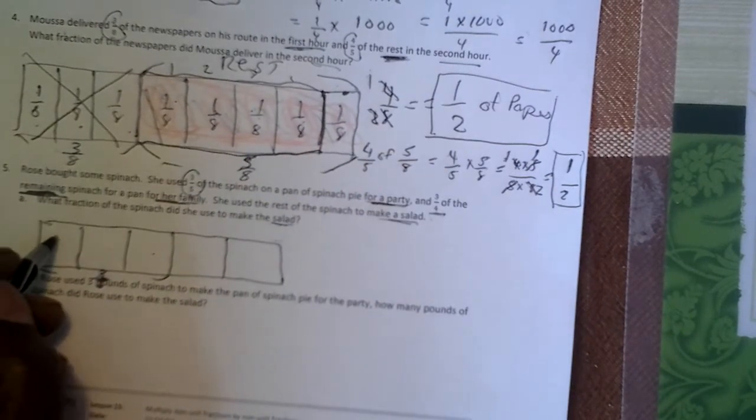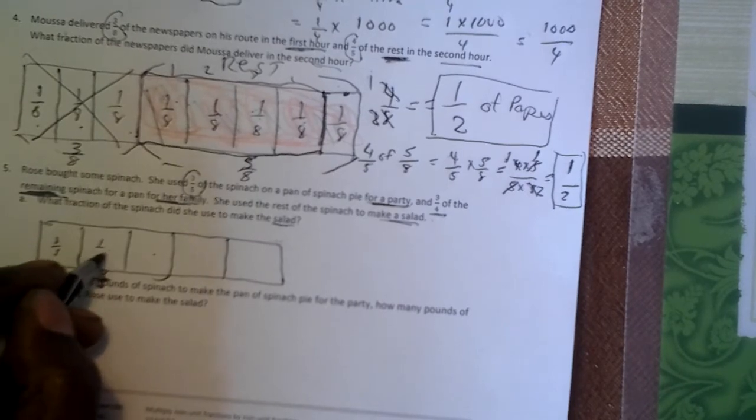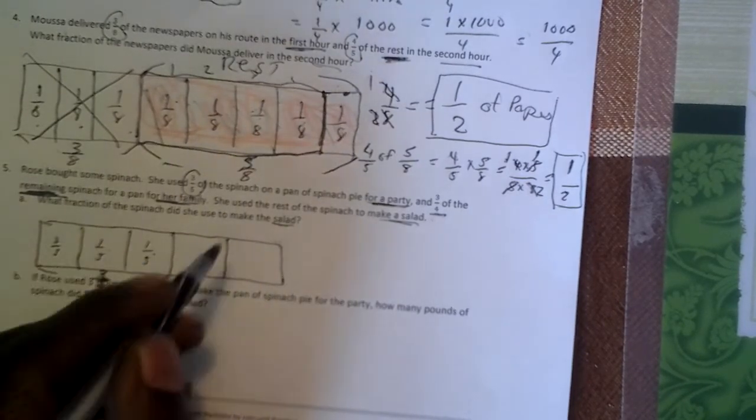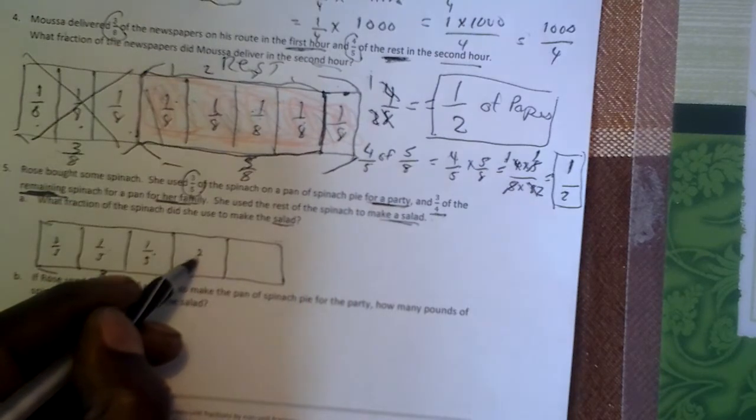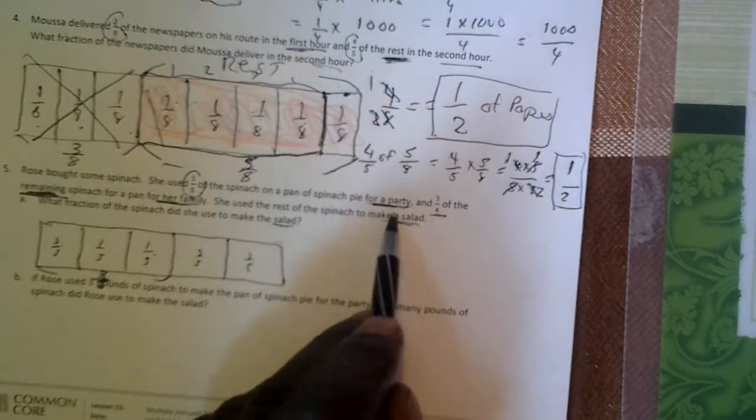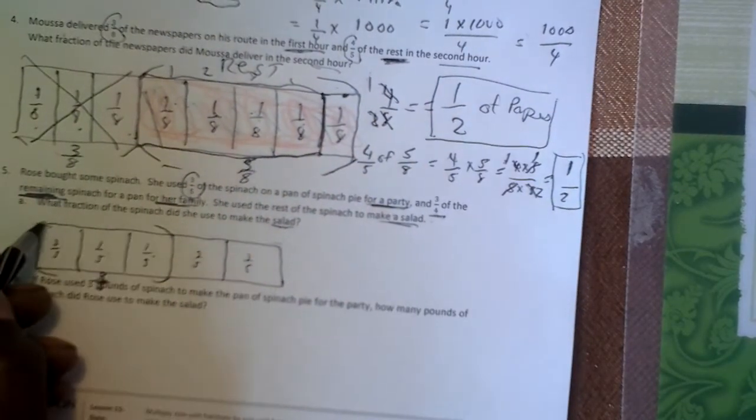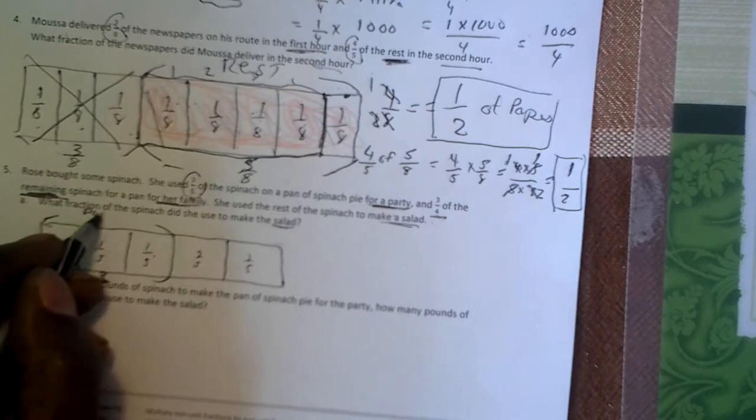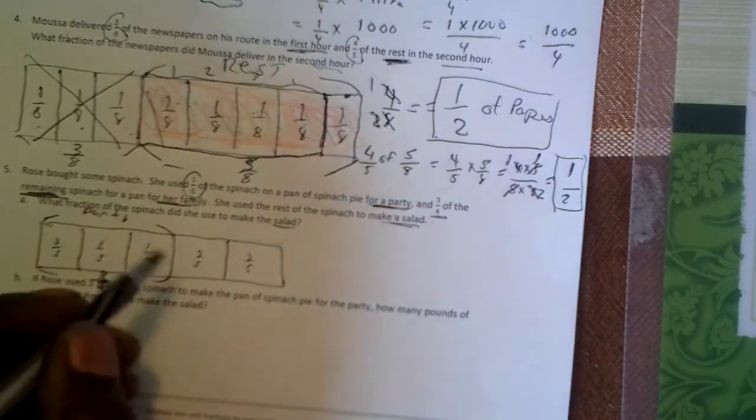So each one is 1/5, okay? 1/5, 1/5, 1/5, right? I'm going to label this 1/5 for a second. Each one is 1/5. So she used 3/5 to make the spinach for the party. So let's call this thing the party, P-A-R-T-Y, okay?